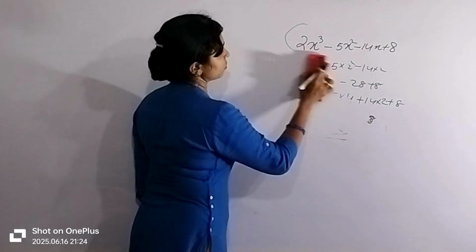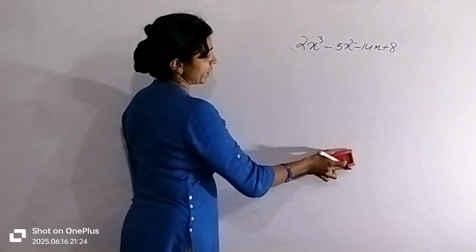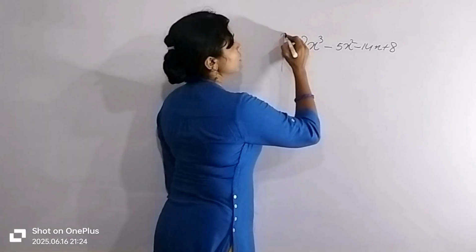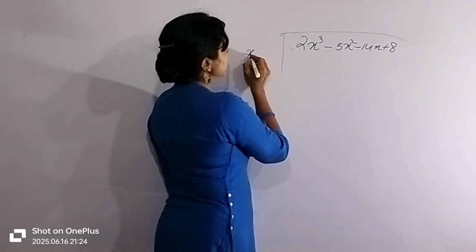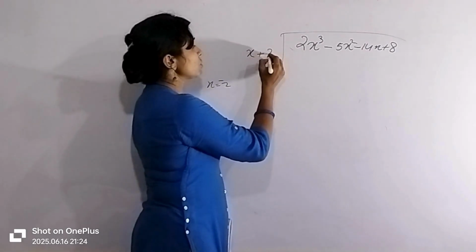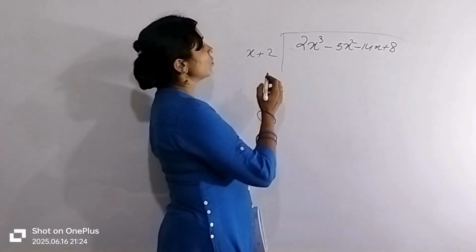So how do we find the rest if we get one factor? By the division method, I think you already learned in class 8 or 9, something like that. So now I'm going to divide this. Here x is equal to minus 2 is my zero, so x plus 2 is my real factor. Okay, so now x plus 2.